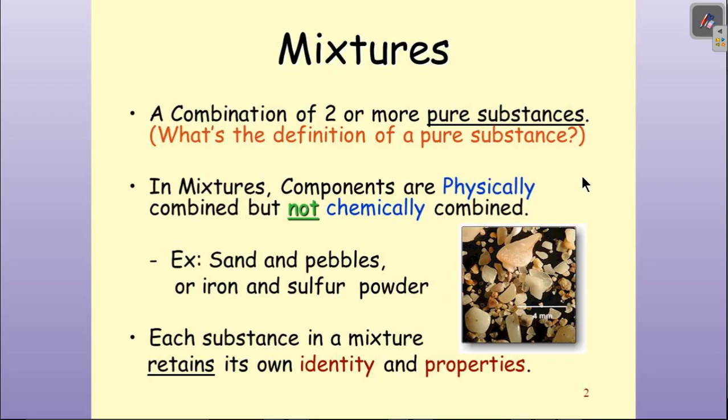So you need to know the definition of a mixture. It's a combination of two or more pure substances. For example, you can be mixing water with salt, table salt. That's a mixture. You have two compounds mixing. You could have two elements mixing. So you need to have at least two things in there together.